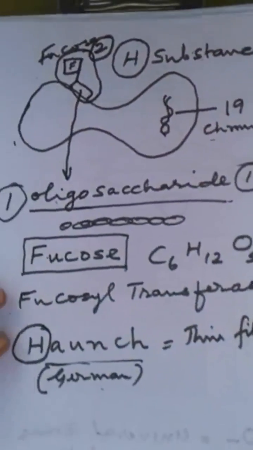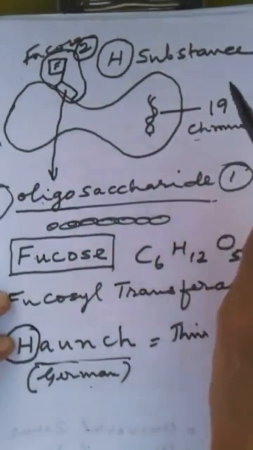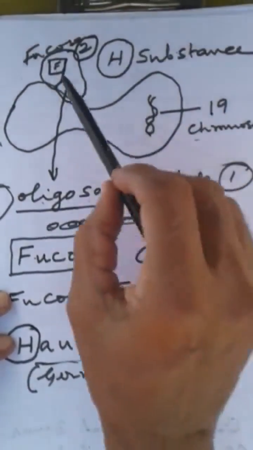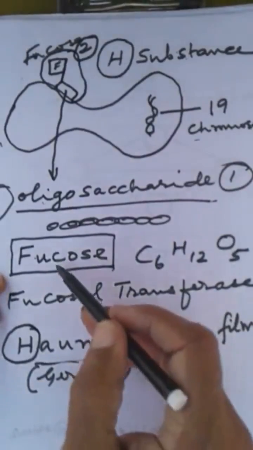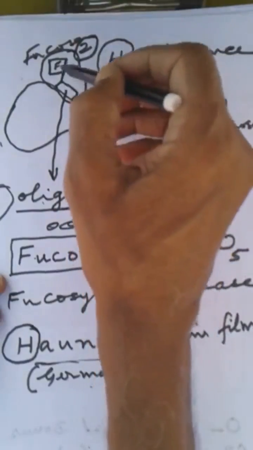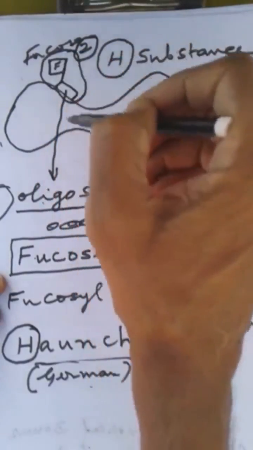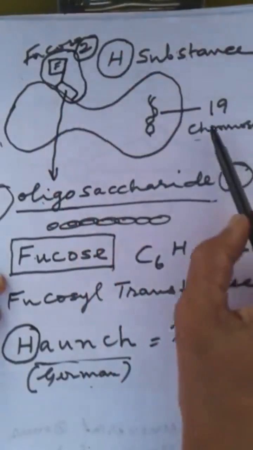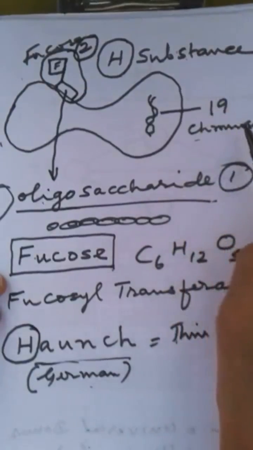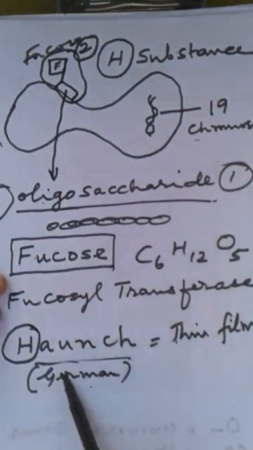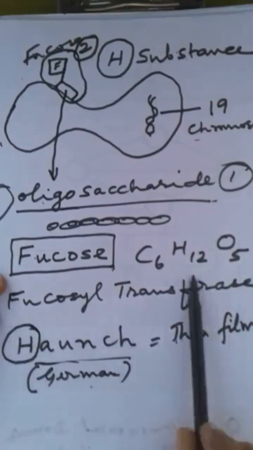Now we will go to the third step. Before going to the third step, please remember that fucosyl transferase, which is an enzyme to transfer fucose to this oligosaccharide chain and attach it, is from chromosome number 19. Just remember chromosome number 19, that gene is expressing and all this job is done.